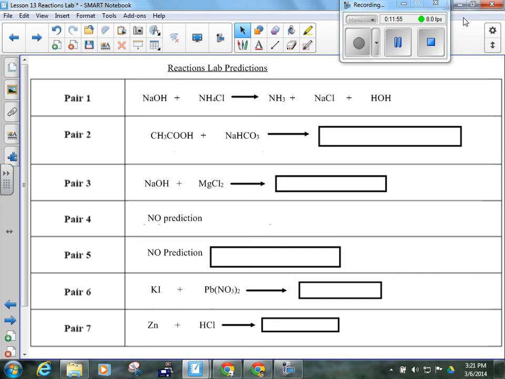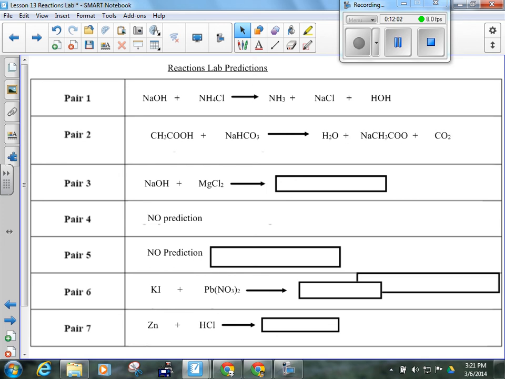So you're not getting exactly what you thought you were going to get in a double replacement reaction. Instead, you're getting this. Right? You're getting water, you're getting a salt, an ionic compound, in this case sodium acetate, and carbon dioxide gas. Again, you will have to balance that one, but I'm sure that you guys can figure that part out.